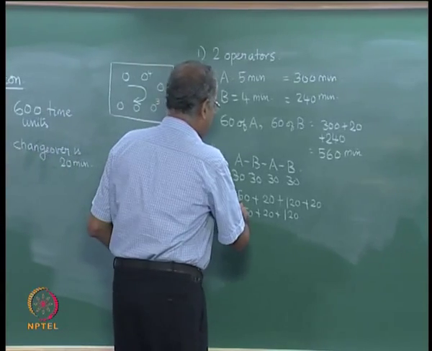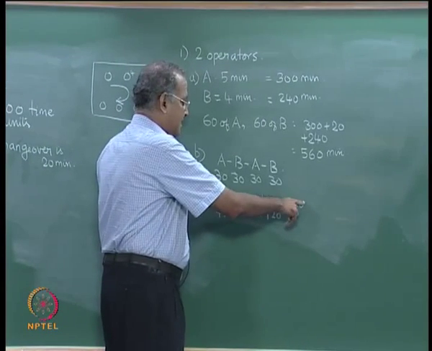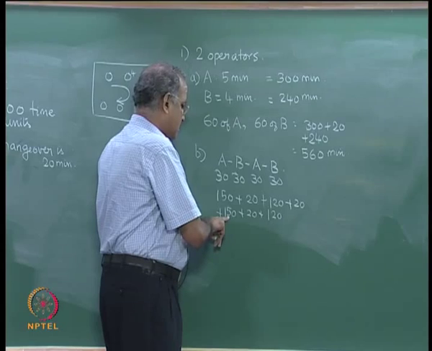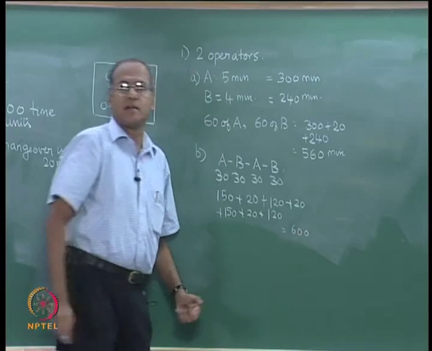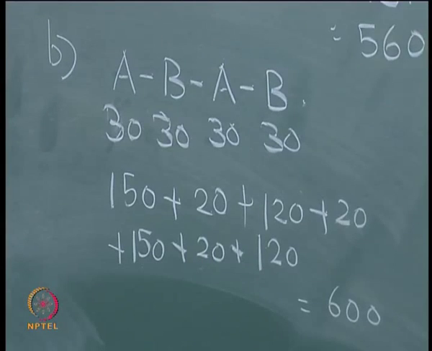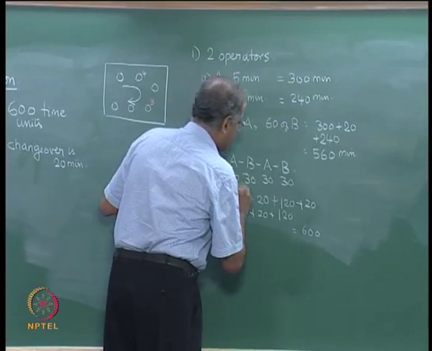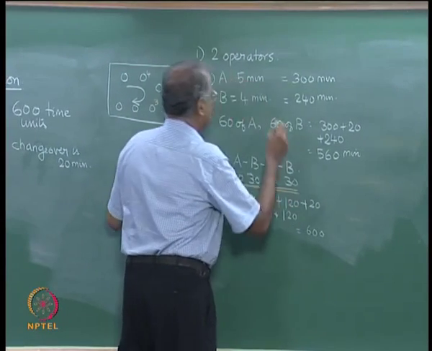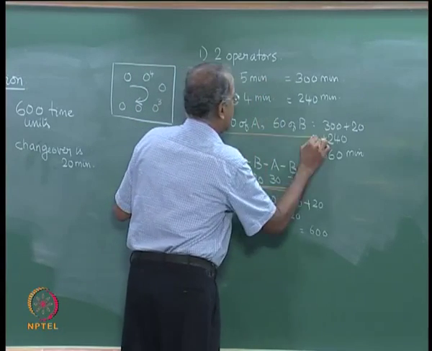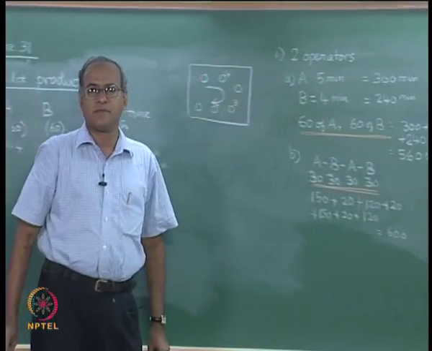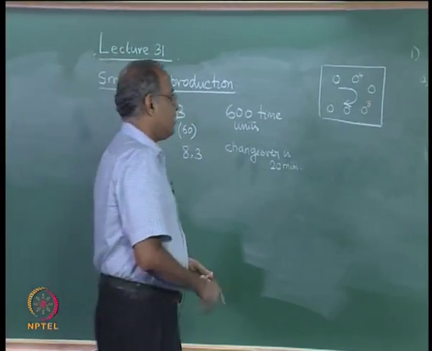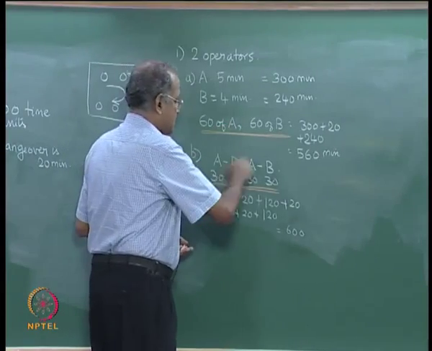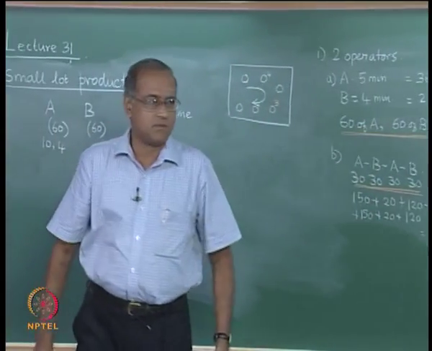So, this will be 150, 170, 290, 310, 460, 480 plus 120 is 600. So, we use up all the 600, but we are able to produce 4 lots of 30 each, whereas here we produced 2 lots of 60 each. So, if we use the time available correctly, then we will be able to get smaller run production.